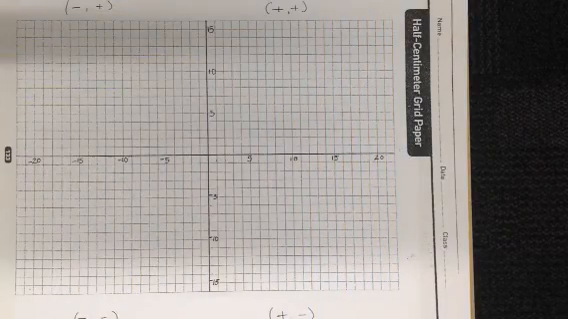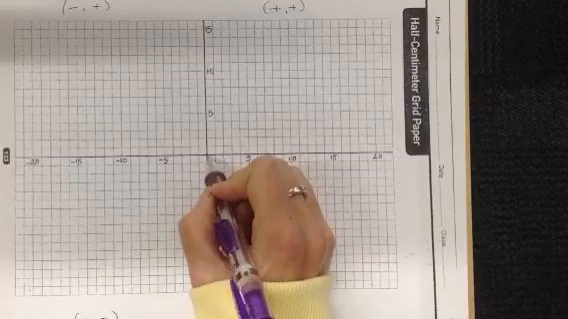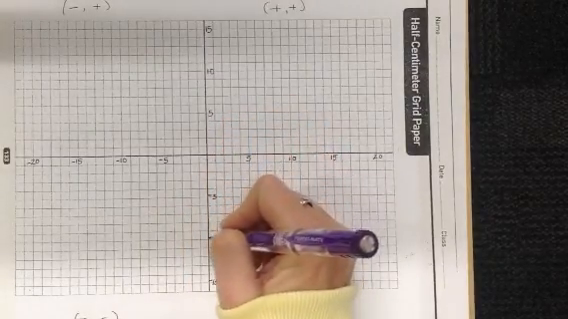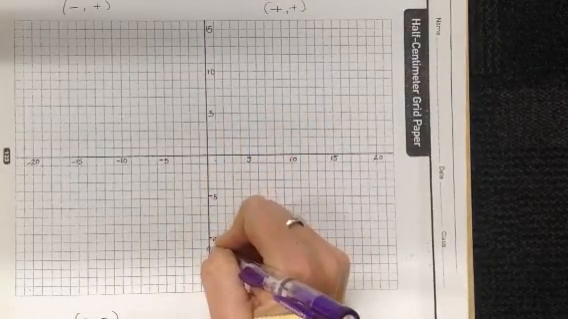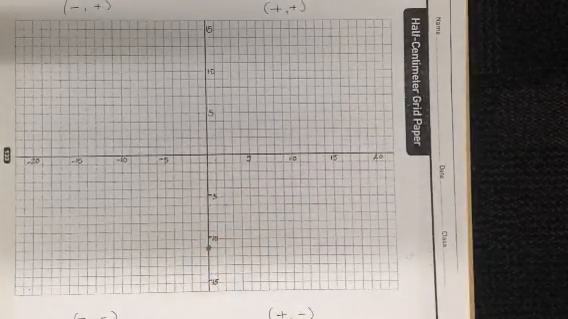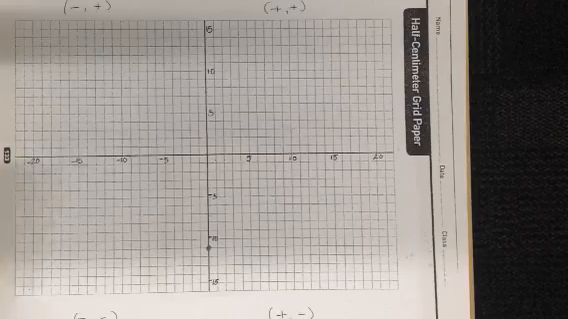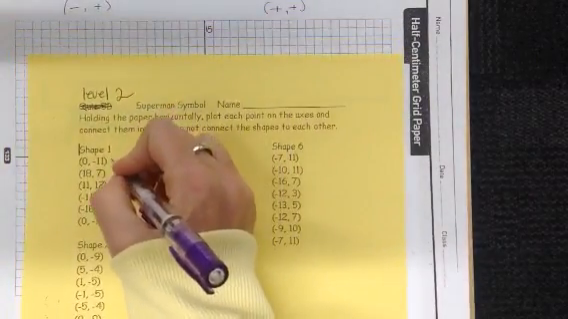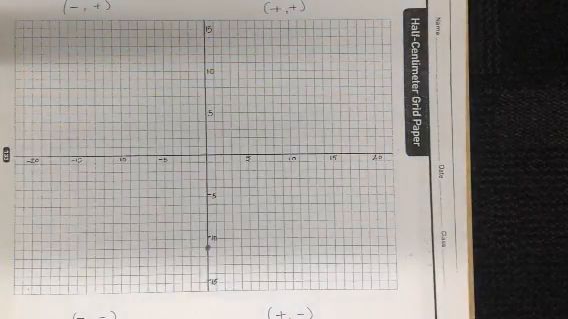My first point is 0, negative 12. So if I'm at 0 and I need to go to negative 11, here's 10, here's 11. I'm just going to put that mark right there on the line. And then on my paper, I'm going to check it off. Then I'm going to go on to the next point.